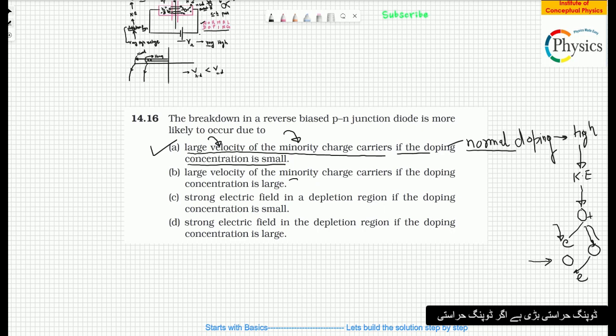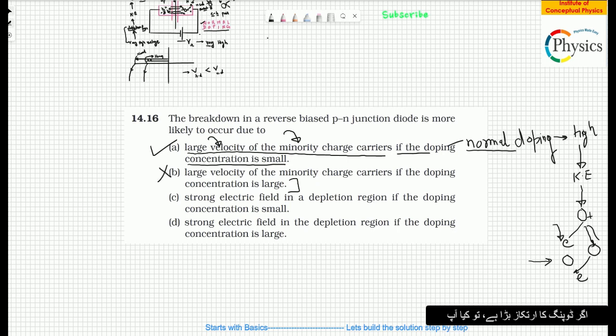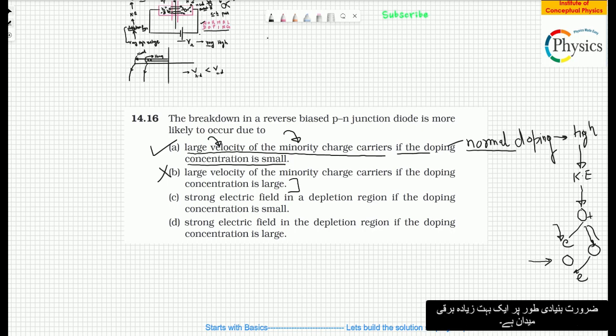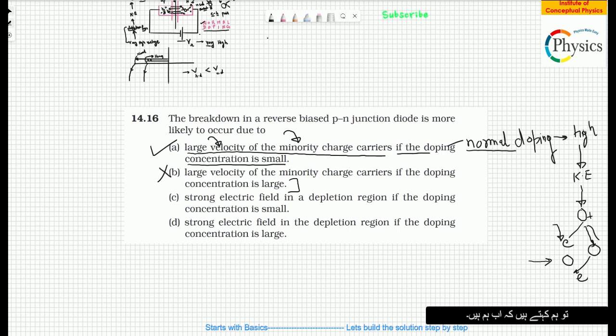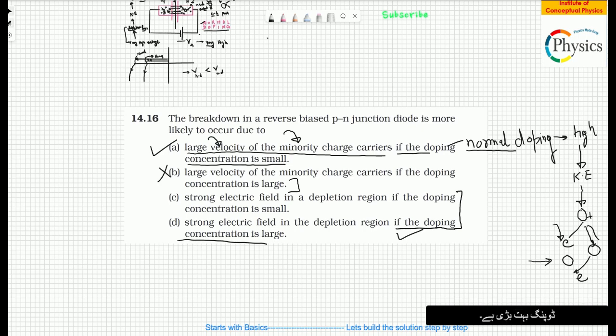If the doping concentration is large, you don't need large velocity, right? If the doping concentration is large, what you need is essentially a very high electric field, because when the doping is very high, right? So let's say we are now choosing between these two. If the doping concentration is very large, this is the scenario number one, which I discussed. The doping is very large.